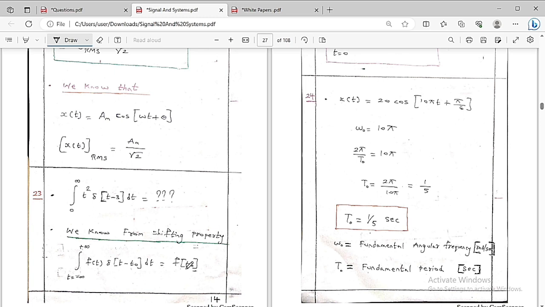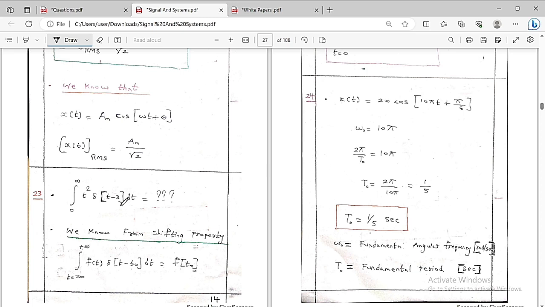As I've already told you, note this carefully. This t naught should lie between these limits of integration. Suppose this t naught is not lying there, then its value is equal to 0. This delta signal should lie between the limits of integration. If it is lying there, then it has a value. If it is not lying there, then its value is equal to 0.